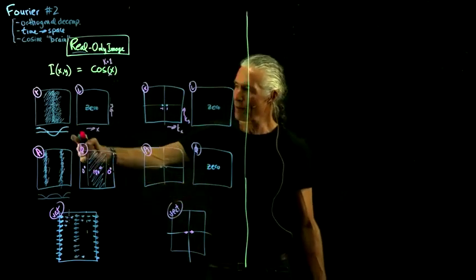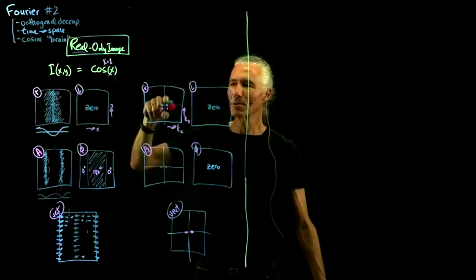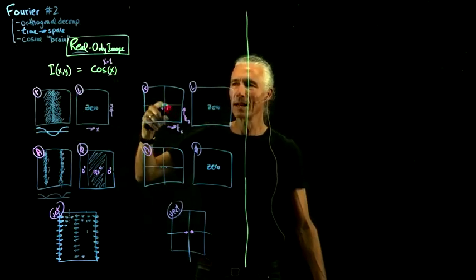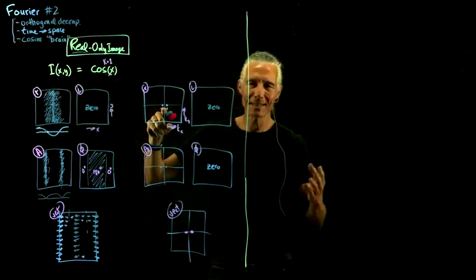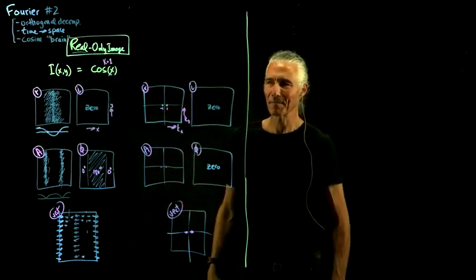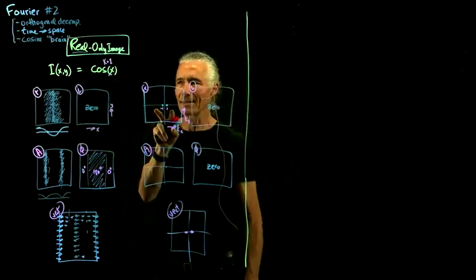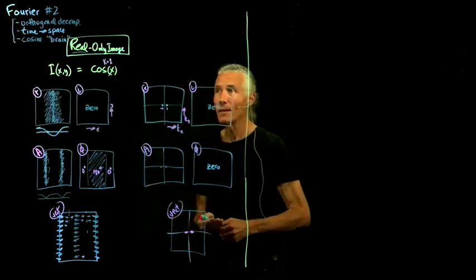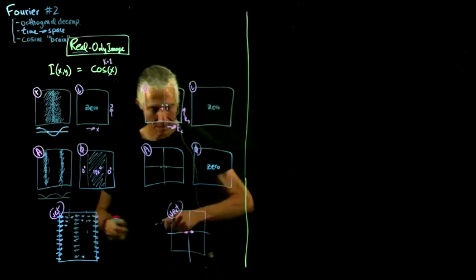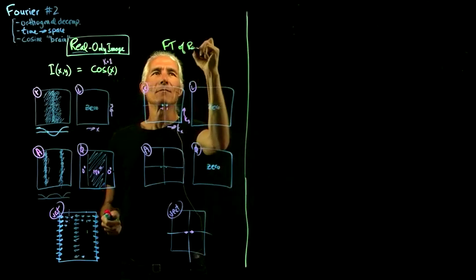It just has one frequency in it, one x spatial frequency, so there's no y spatial frequency. But it's got this complicated thing where you got two of them, and we'll come back to that. So a cosine corresponds to two spots in k-space. So this is our Fourier transform of real image.